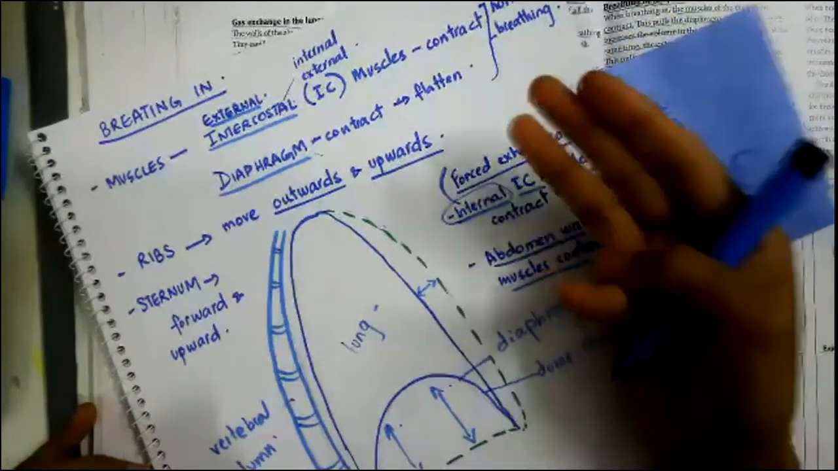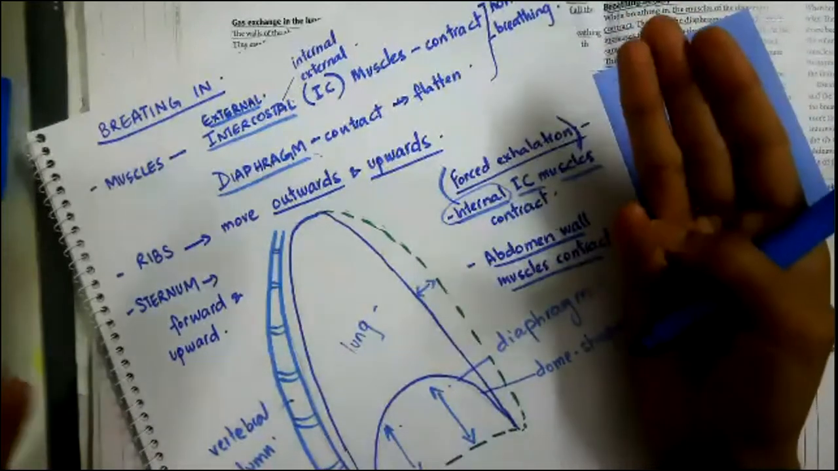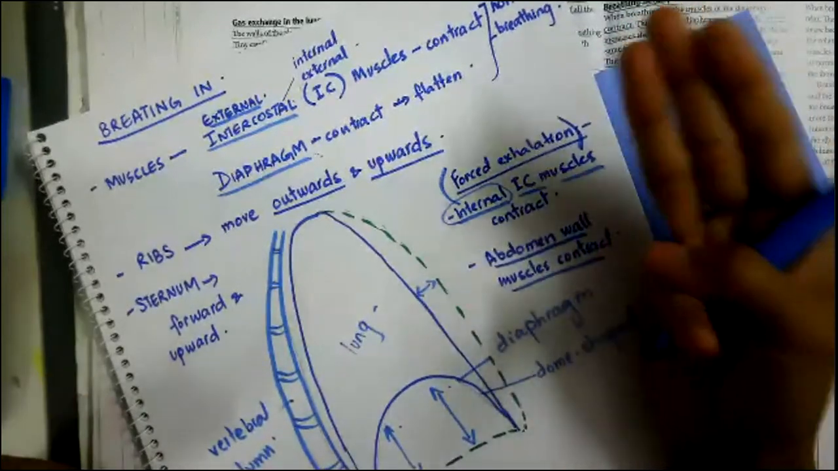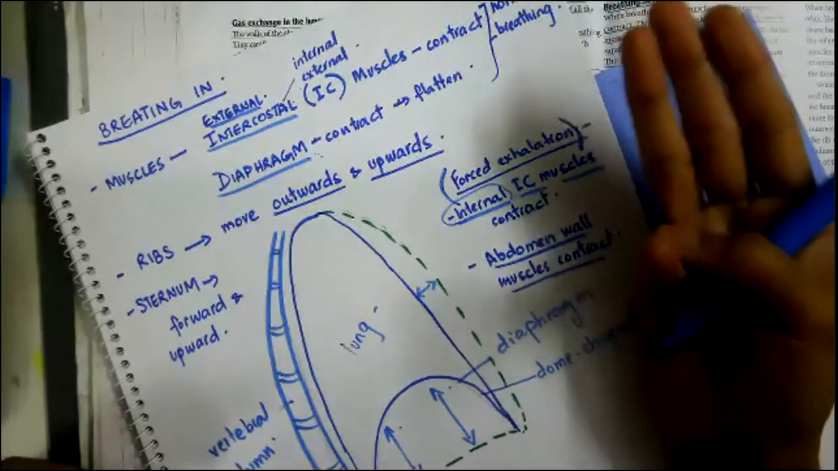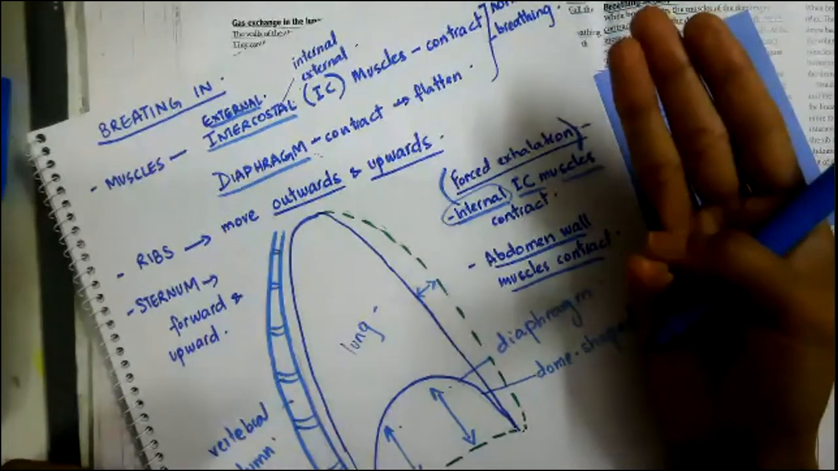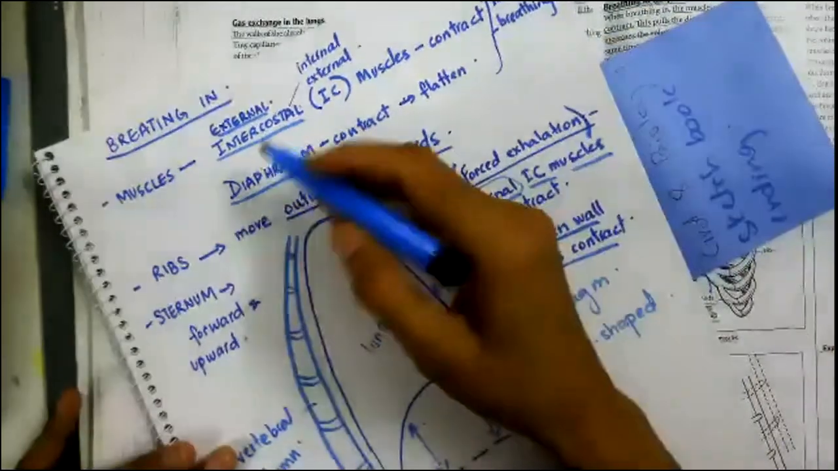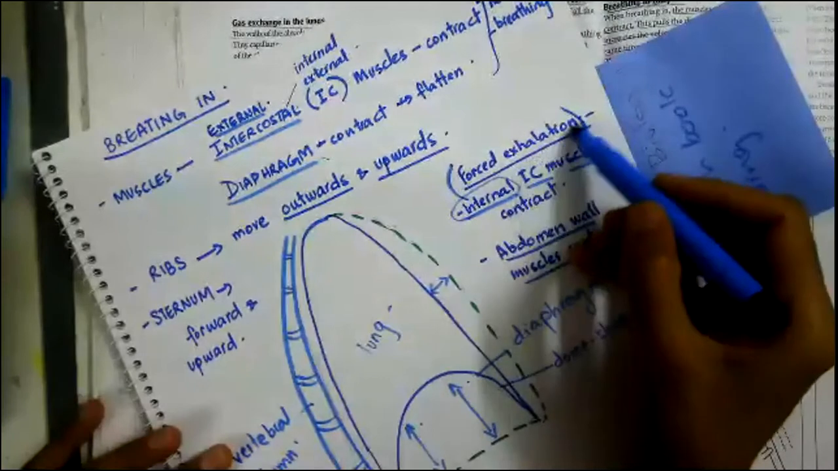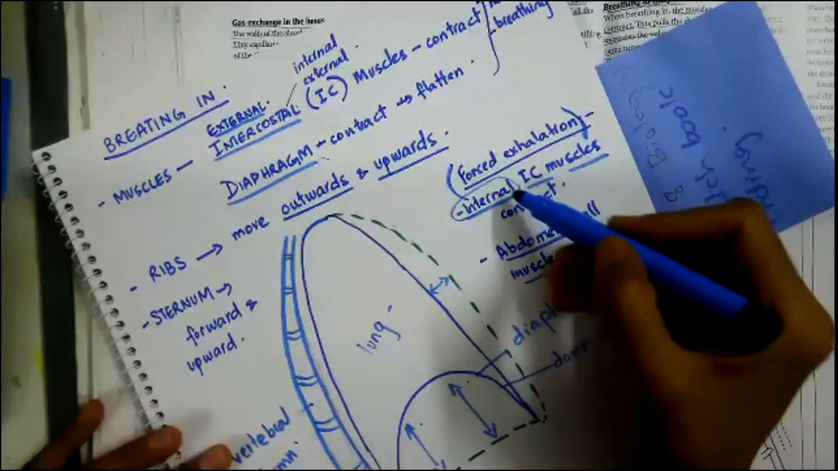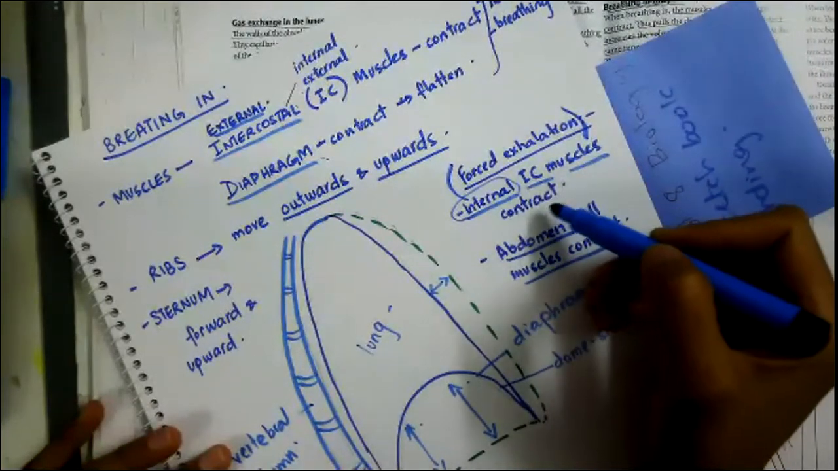Now, intercostal muscles, there are three groups. I'll show you in the video. Intercostal muscles have three groups: external, internal, and then the innermost. Normally, it's the external intercostal muscles. Only in forced expiration or exhalation do we have these internal intercostal muscles contracting.